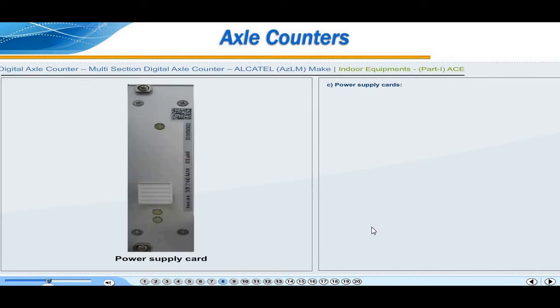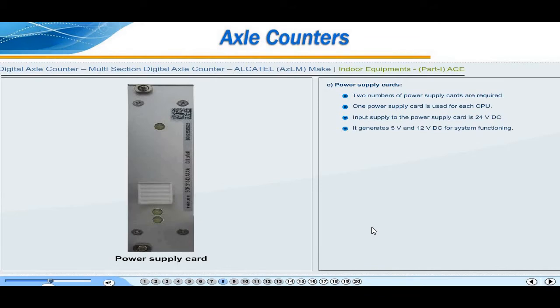Power supply cards. Two numbers of power supply cards are required. One power supply card is used for each CPU. Input supply to the power supply card is 24 volt DC. It generates 5 volt and 12 volt DC for system functioning.